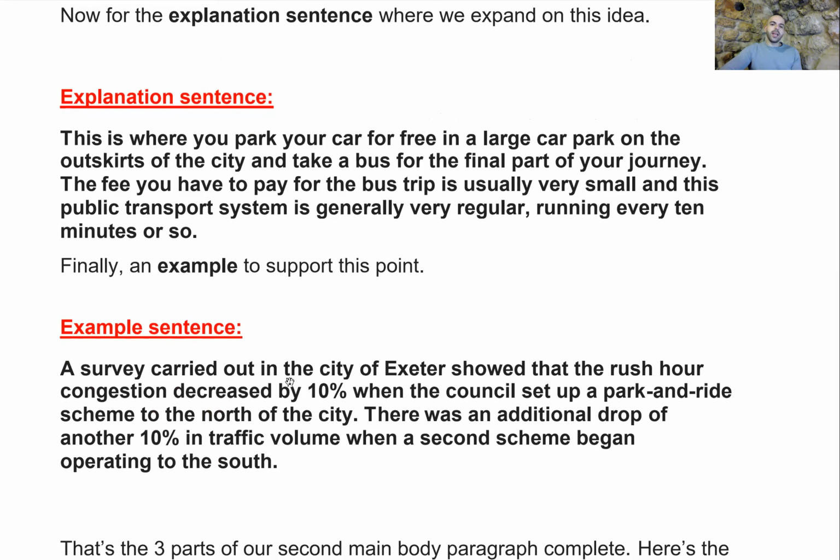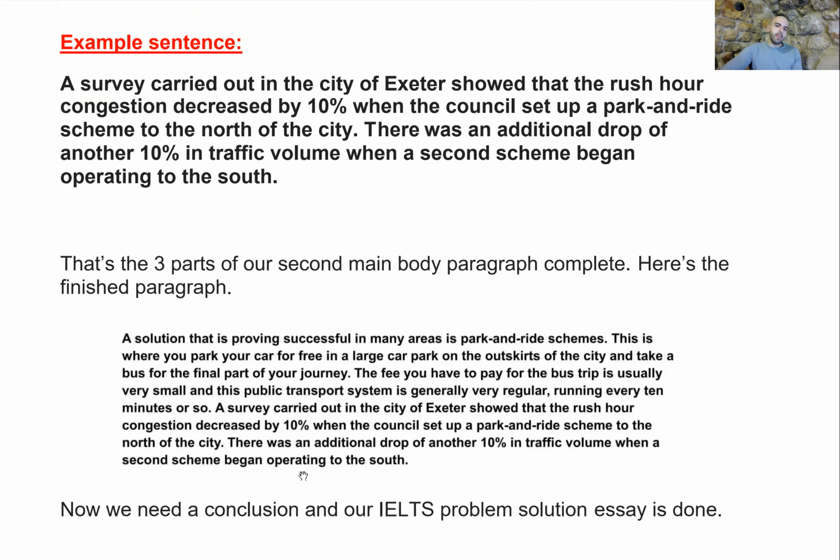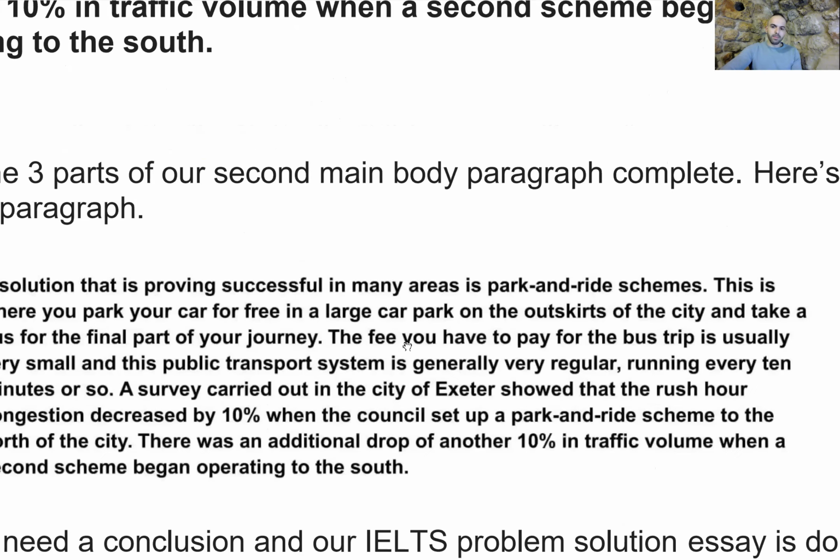A survey carried out in the city of Exeter showed that the rush hour congestion decreased by 10% when the council set up a park and ride scheme to the north of the city. There was an additional drop of another 10% in traffic volume when a second scheme began operating to the south. So that's the three parts of our second main body paragraph complete. Here is the finished paragraph. So let's read it together.